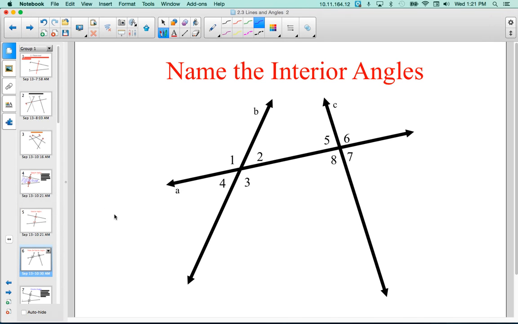Here's a different one. A goes horizontally here, and we have B and C. So A is the transversal with lines B and C. Our interior angles in this case are going to be the ones inside. So angles 2, 3, 5, and 8 are our interior angles this time.